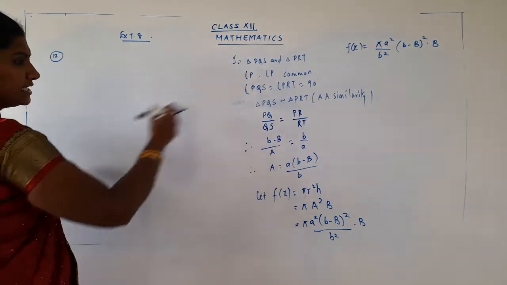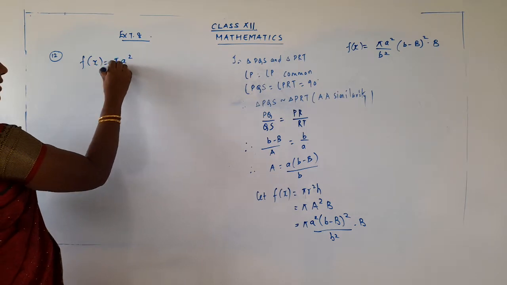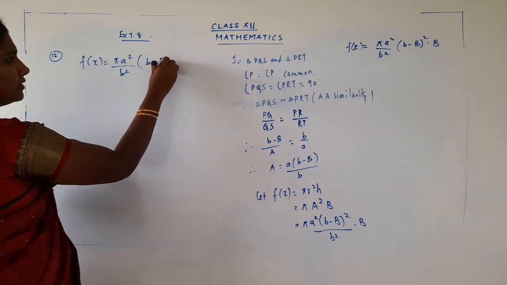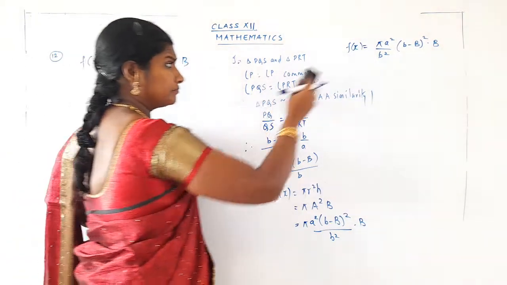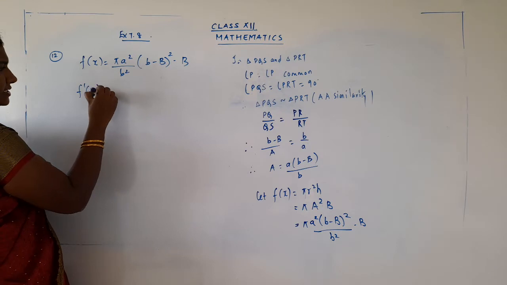I'll take f dash x. I'll just continue that step here. We have f of x is equal to pi a square upon b square, b minus b the whole square into b. Okay. Now we have to find out f dash x. Just see here how to find f dash x.